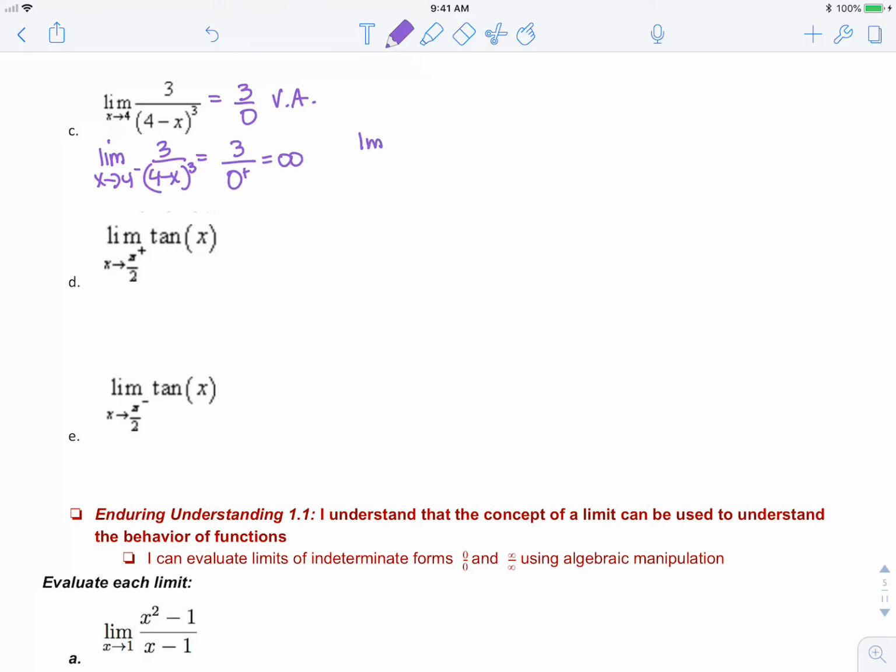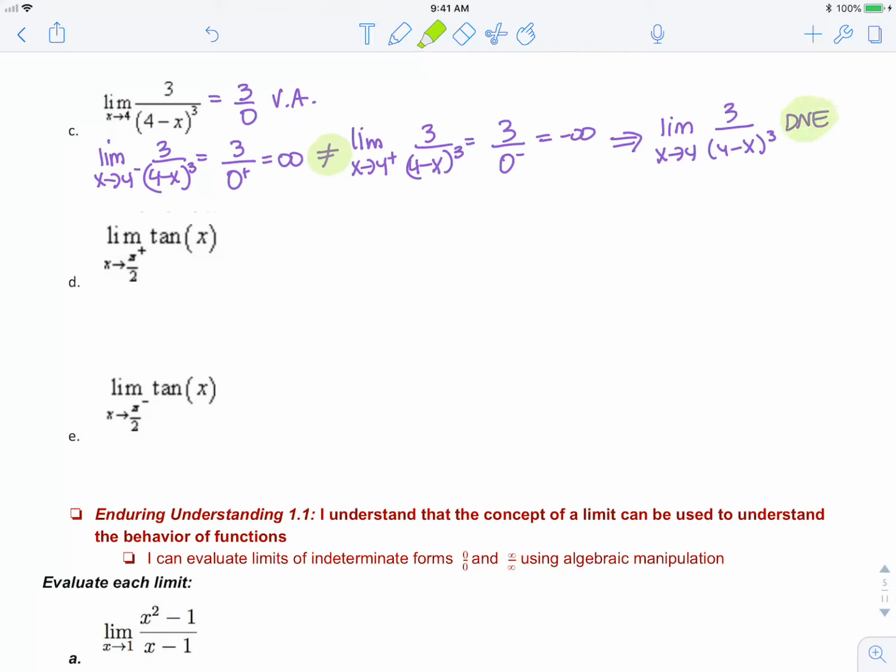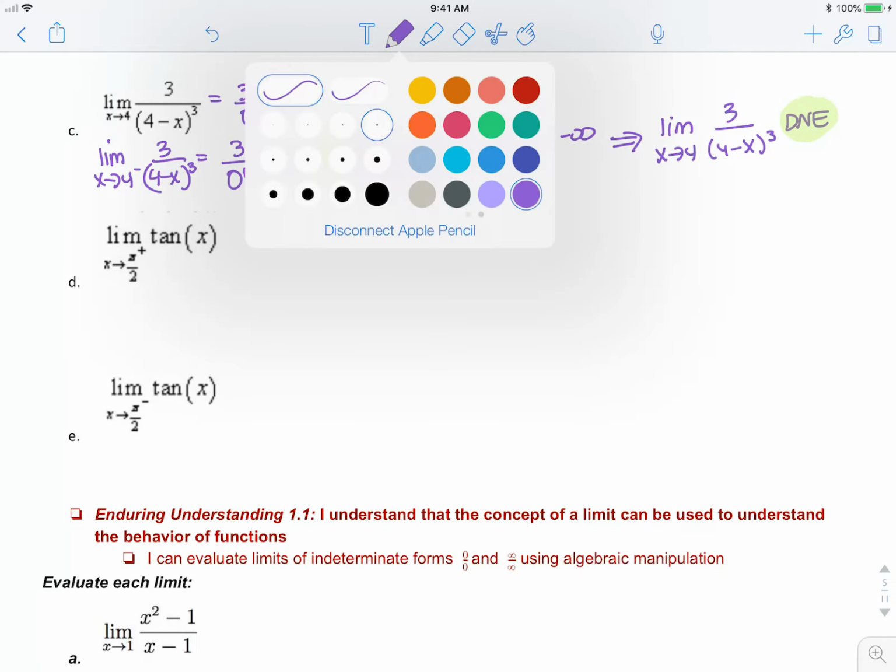Now I'm going to compare that to the limit as x approaches 4 from the right of 3 over 4 minus x cubed, which is going to be 3 over a very small negative number, and that equals negative infinity. So these two limits do not exist. So that implies that the limit as x approaches 4 overall of 3 over 4 minus x cubed does not exist, because the left-hand side limit does not equal the right-hand side.